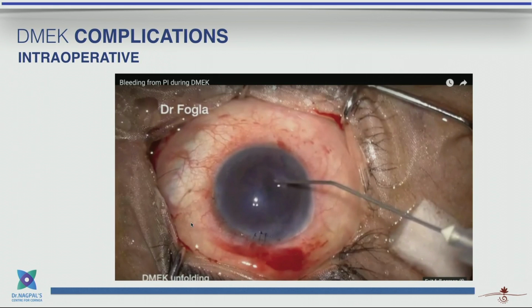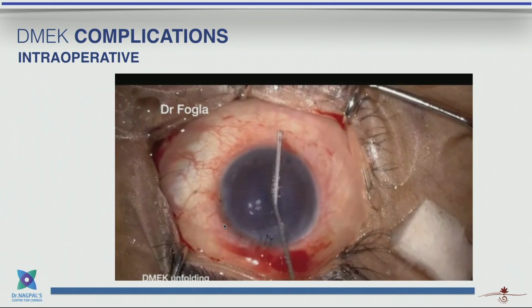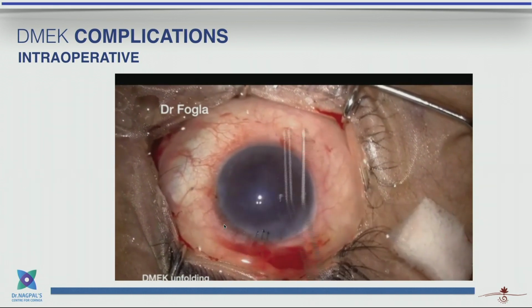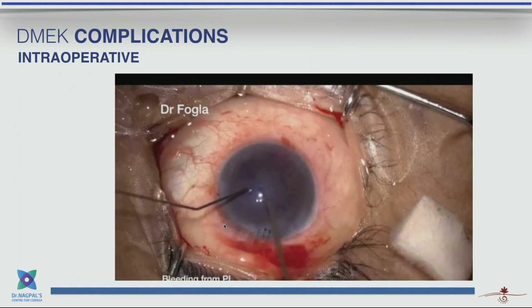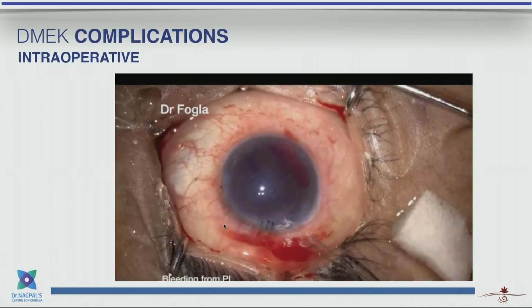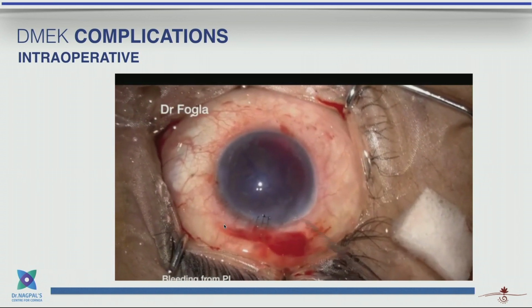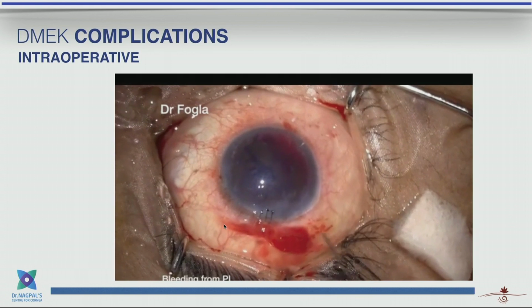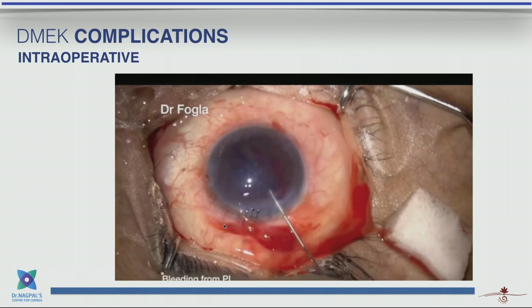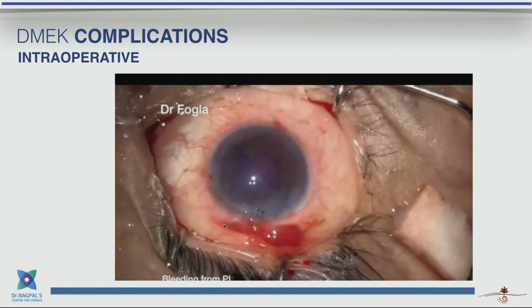Dr. Fogla shared this video yesterday. I think this is a scary complication. He had already inserted the graft inside the anterior chamber, and then there was some oozing which started from the area of the PI, and it gradually went on increasing. I think he did try to clear it up, but it wouldn't stop at all.